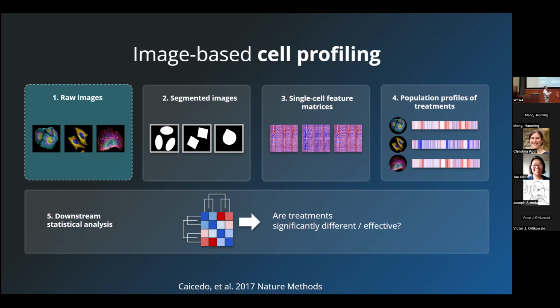We also compute statistics of how a population of cells responds to one specific treatment. And that information is what we finally use in order to decide which treatment is useful or not. So this is the general workflow of image-based profiling, and it's widely used nowadays in high-throughput biological experiments in pharmaceutical companies and many other types of laboratories.